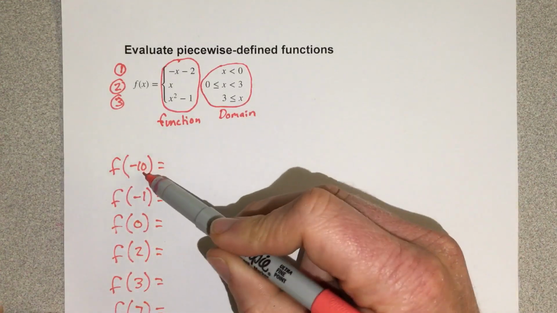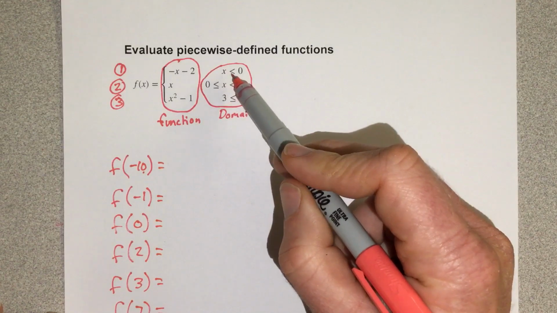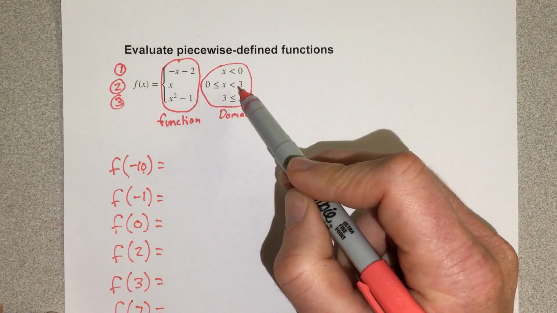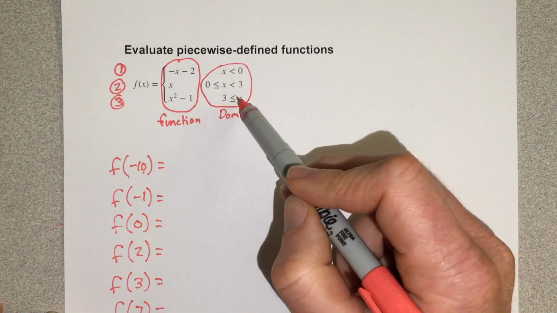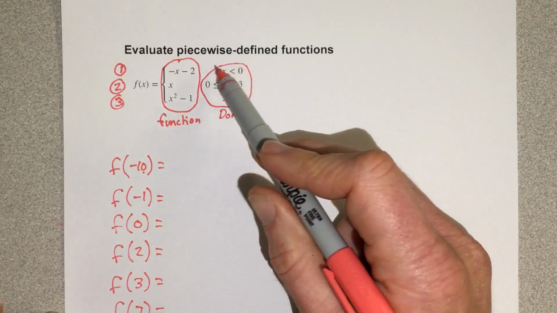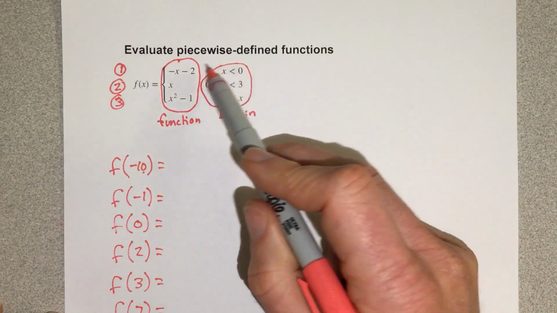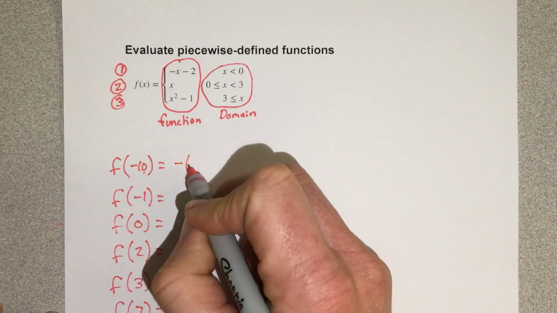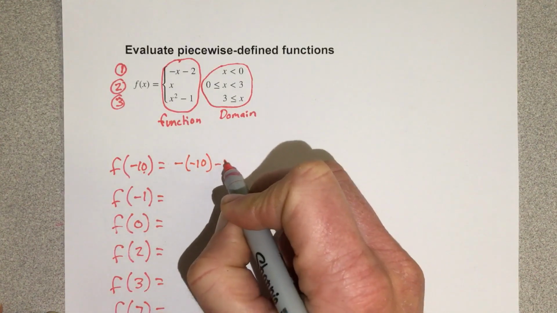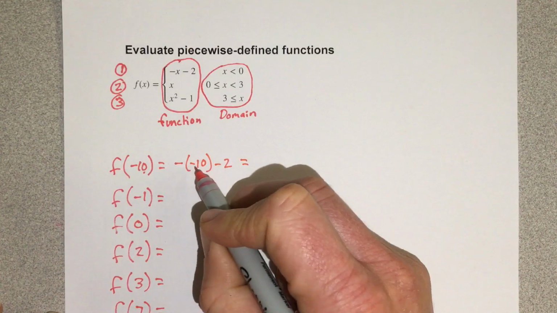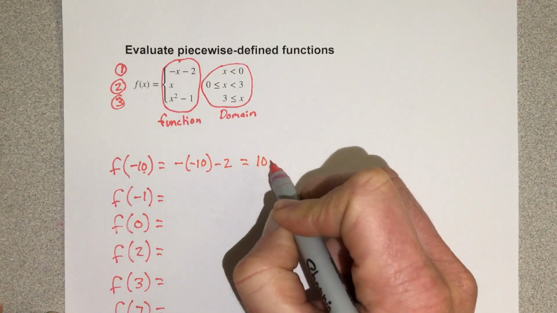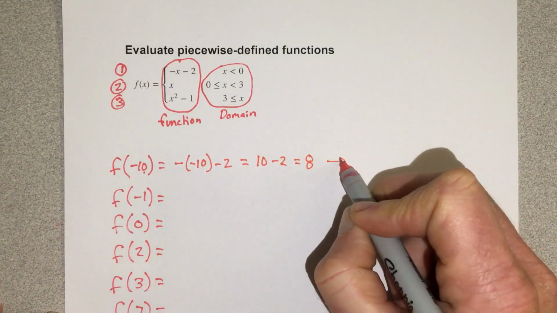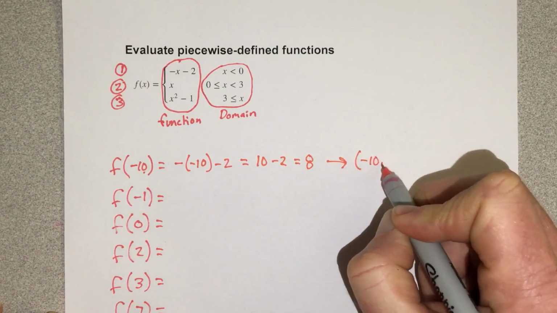We'll start with the first one. We got negative 10. Is negative 10 less than 0? Yes. You could check here, is negative 10 between 0 and 3? No. Is negative 10 greater than or equal to 3? No. So the only piece of this piecewise function that we can use is the top function. So we're going to plug in negative 10 into the top function. And we get negative 10, which is positive 10 minus 2. So we get 8, which would give us a coordinate of negative 10 comma 8.